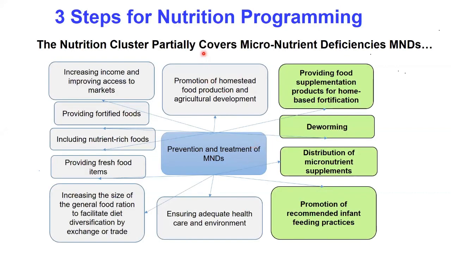And in the nutrition cluster, micronutrient deficiencies will mainly be addressed by supplementary feeding, home fortification, deworming, distribution, and promotion of recommended infant practices. Then there are other sectors like food production, agriculture, income and improving access to markets, fortification, nutrient-rich foods. So you find that addressing nutrition issues is multi-sector. You can see we need all these sectors if we are to address some of these issues, in addition to only the health interventions that we do.